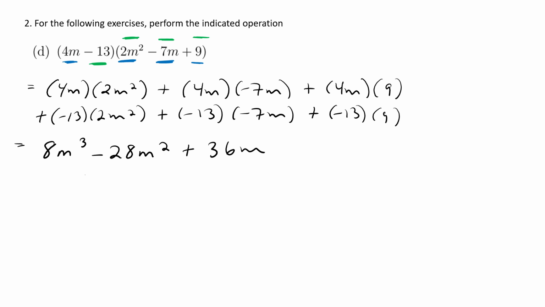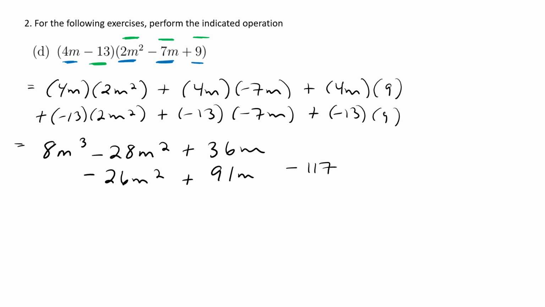So this is going to be negative 26m squared plus, right, a negative and a negative, so that negative 13 and the negative 7m is going to give me positive 91m, and then plus negative 13 times a positive 9 is going to give me negative 117. Right? And again, I kept these lined up so you see what's happening.